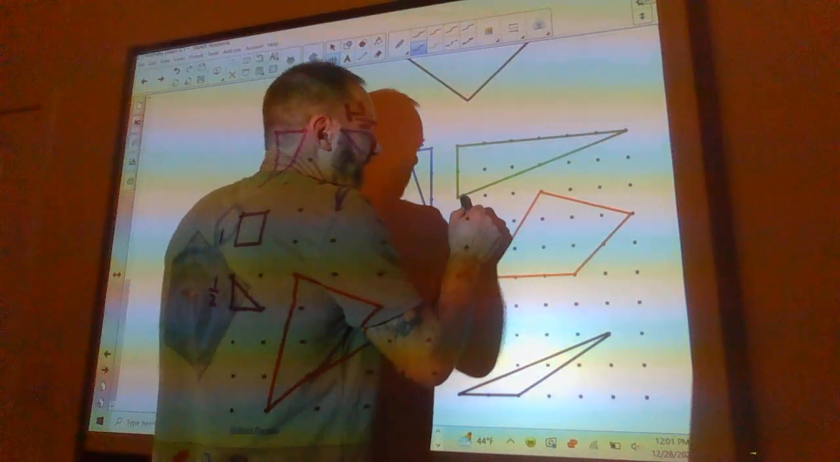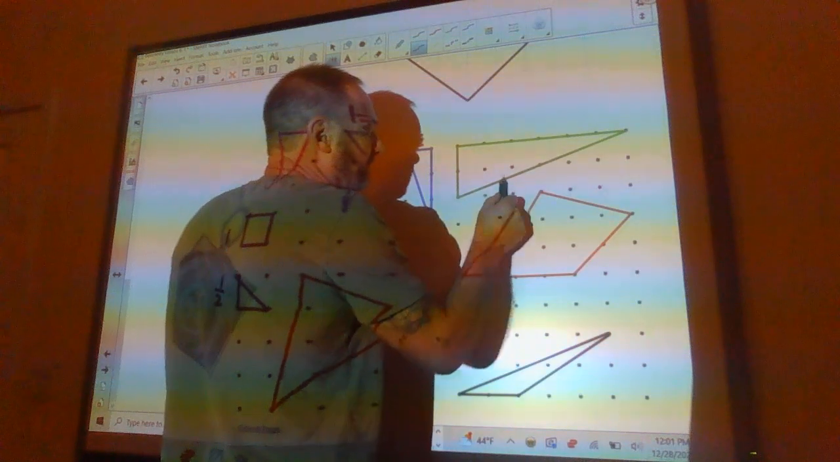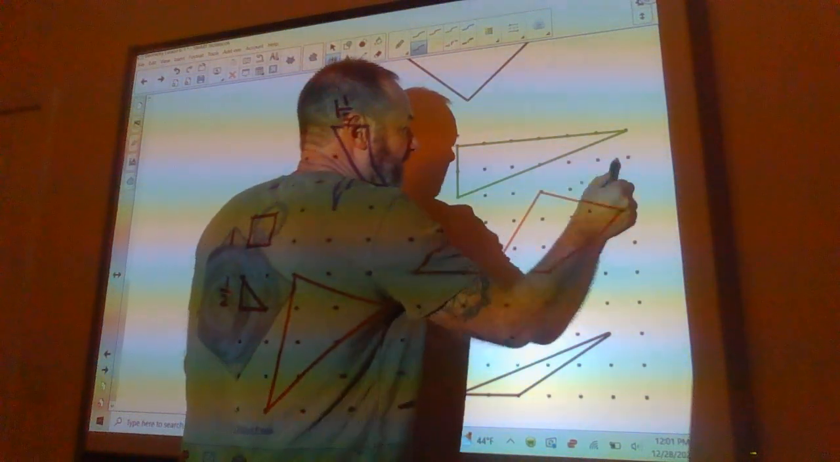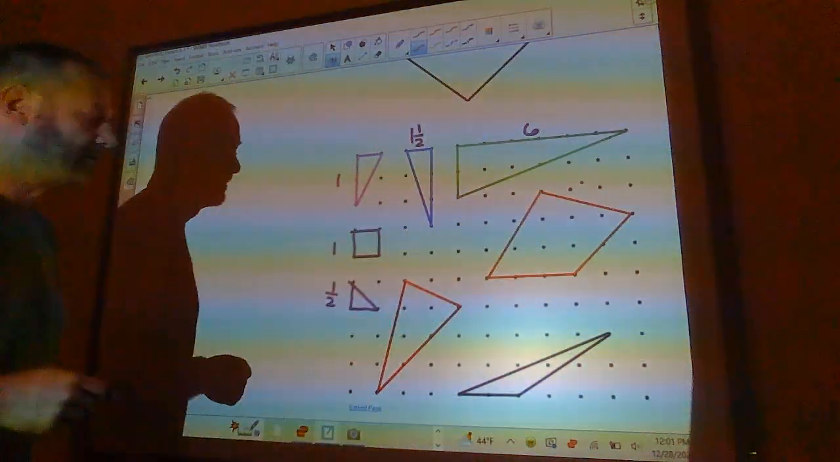This one here, if I stretch this side out to contain over here, this would be 1, 2, 3, 4, 5, 6, 7, 8, 9, 10, 11, 12. So this would be half of that. This is going to have an area of 6.